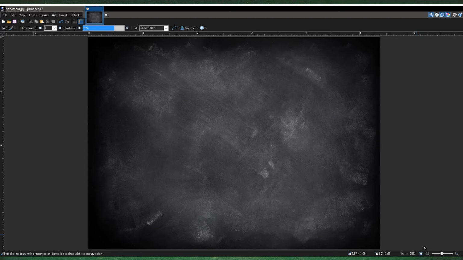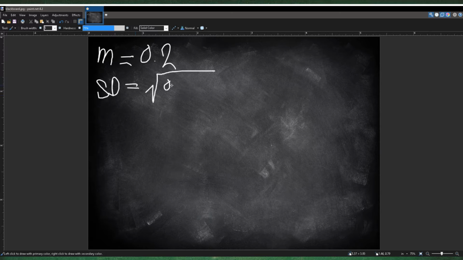Now let's move on to the mechanics. So your mean, which I usually just write as mu, is equal to your p0. So your mean is 0.2. And your standard deviation is equal to the square root of p0, which is 0.2, times q0, which is 1 minus 0.2, which is 0.8, divided by your sample size, which is 100.